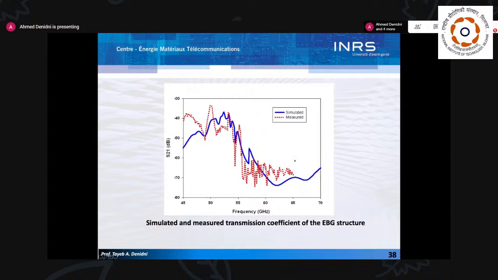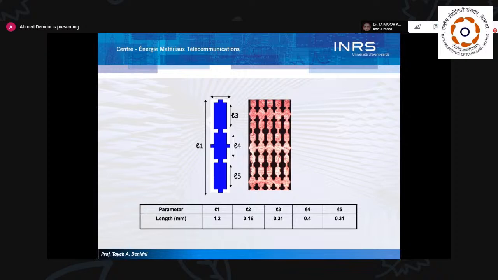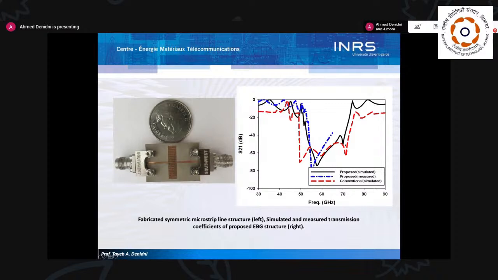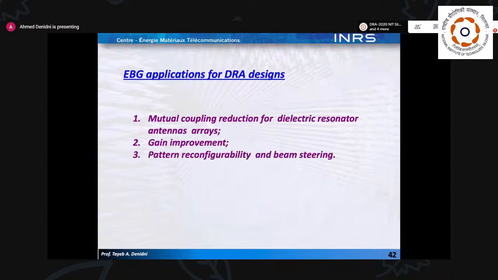We have simulation and measurement, and we see at 60 gig that the structure is opaque, or is a gap. There is no transmission. And another structure, also an EBG with another shape, we fabricate it like this, and we can see the gap at this frequency. It's just to show you about this periodic structure and how to characterize them. Now we go to the applications.